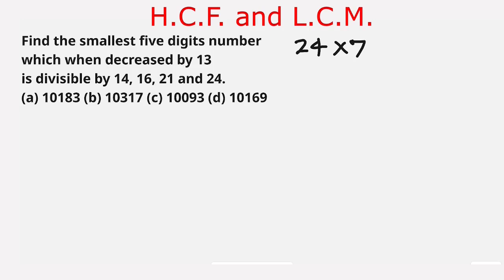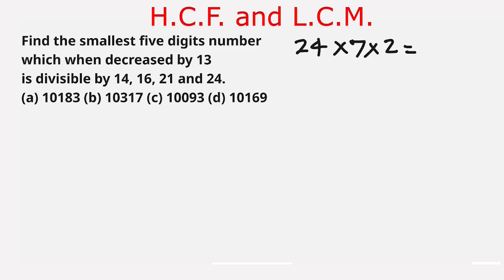Now the next number is 16. 24 is 8 times 3 and 16 is 8 times 2. So 8 is included in 24 and 16. The 2 is left in 16, which is not included in 24. So we multiply it by 2. Now 14. 7 multiplied by 2 we already have in our multiplications. So 14 is included in 24 multiplied by 7 multiplied by 2. So this is our LCM.